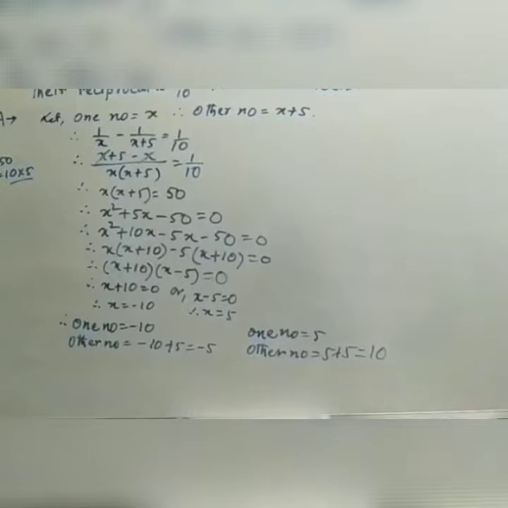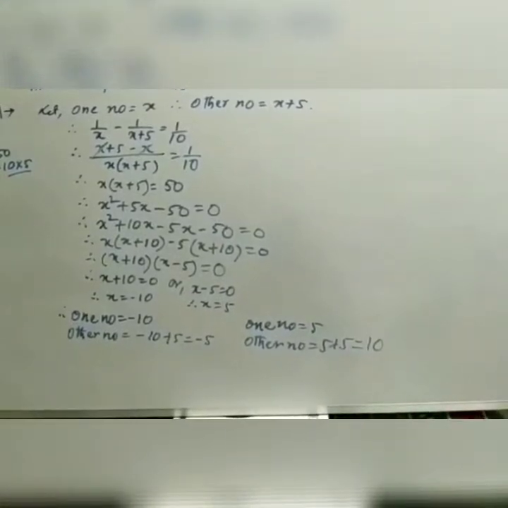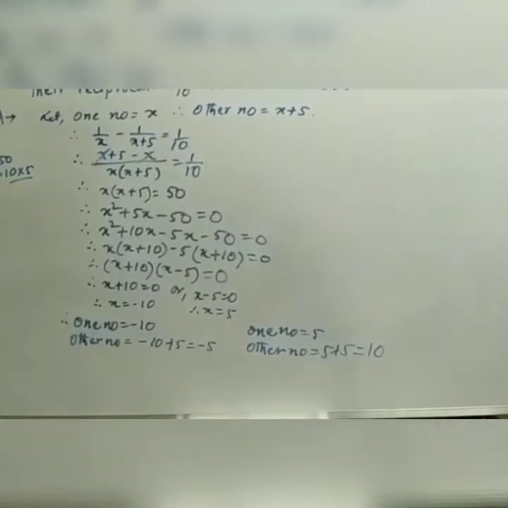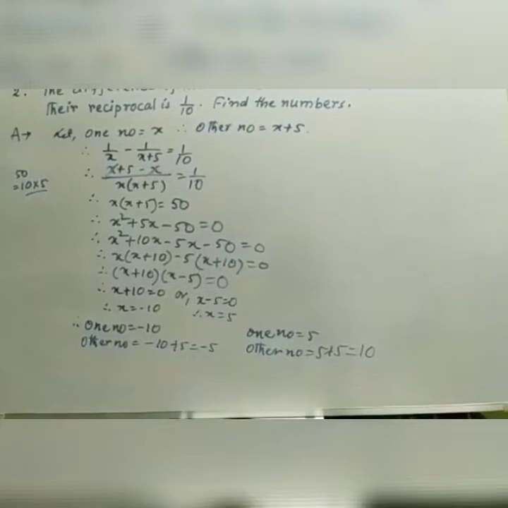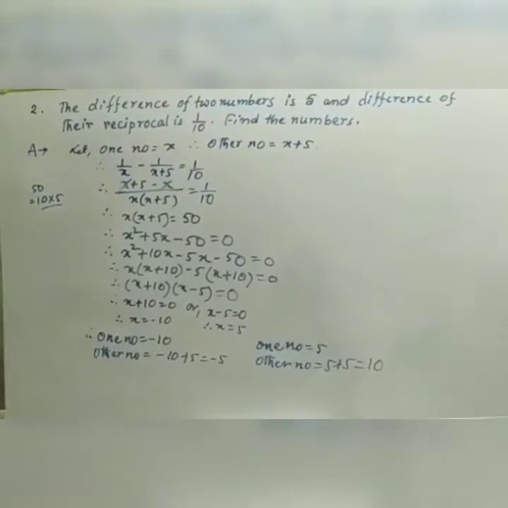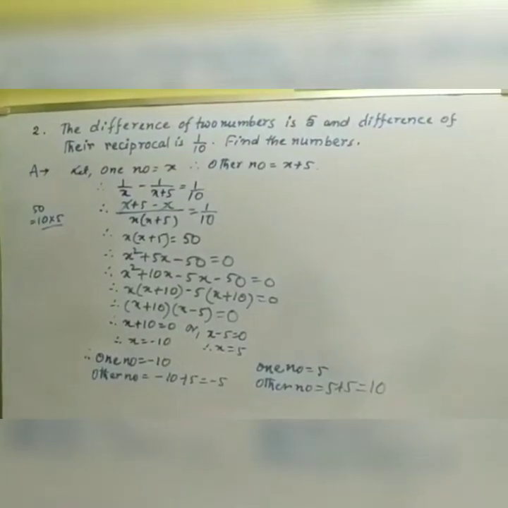So we have two pairs of answer: minus 10 and minus 5, or 5 and 10. So these are the two numbers.